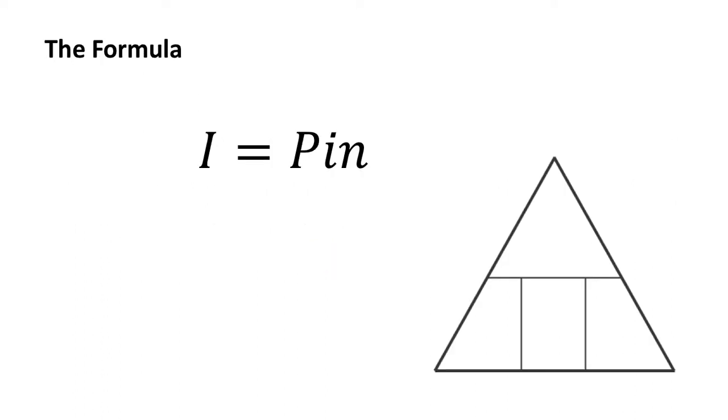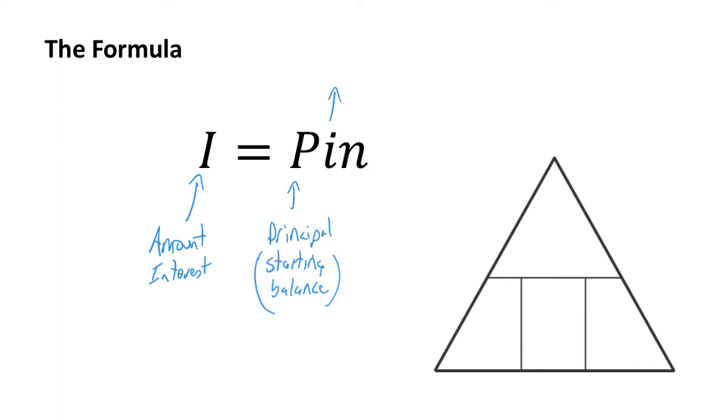To calculate our simple interest, we can use the simple interest formula, and it is I equals PRN. I is going to be the amount of interest that we are earning or that we are having to pay. P is going to be your principal, which is your starting balance. R is going to be the interest rate that you are earning on your investment.